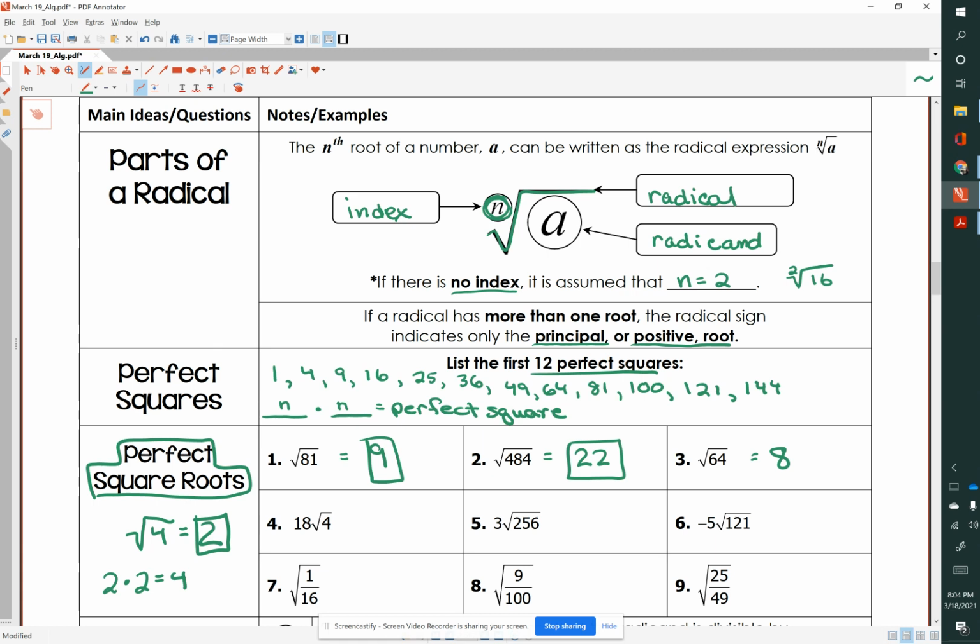The square root of 18 times the square root of 4, well, let's evaluate that. That would be 18. The square root of 4 is 2. So 18 times 2 equals 36. And the square root of 36, by the way, is 6, but they chose to write it like this. So 36 is a perfect square. The square root of 36, by the way, is 6. So 3 times the square root of 256 is 3 times 16, because 16 times 16 equals 256. And that would equal 3 times 16, 48. So we have a perfect square root of 121. The square root of 121 is 11, so negative 5 times 11 is negative 55.